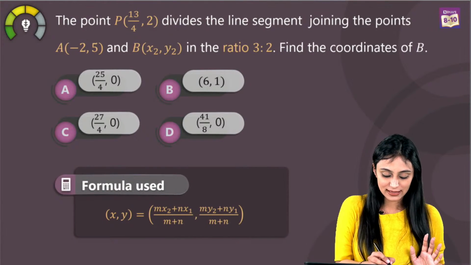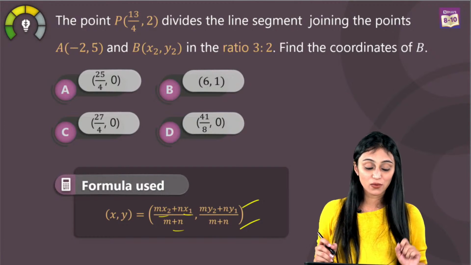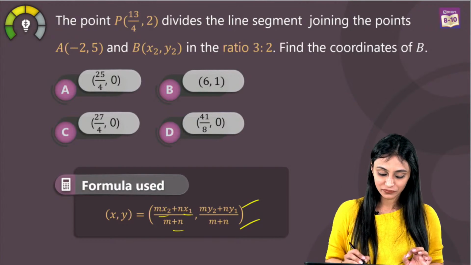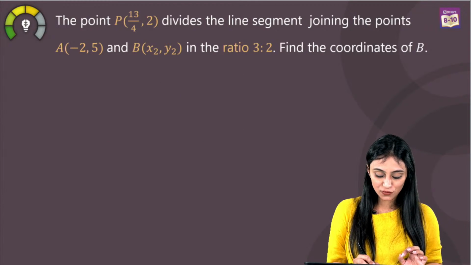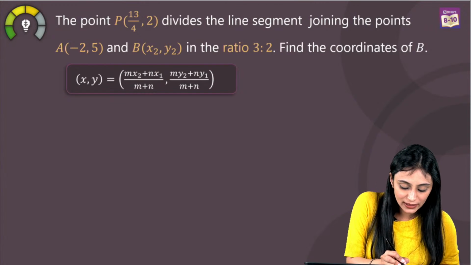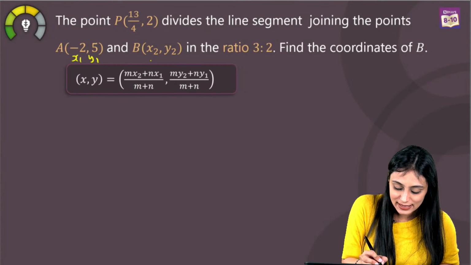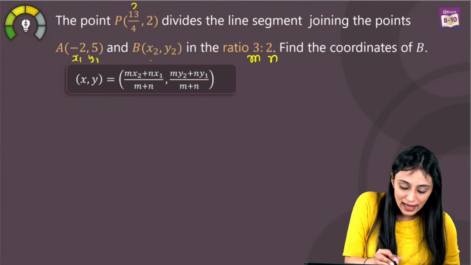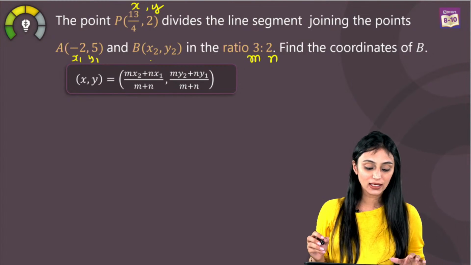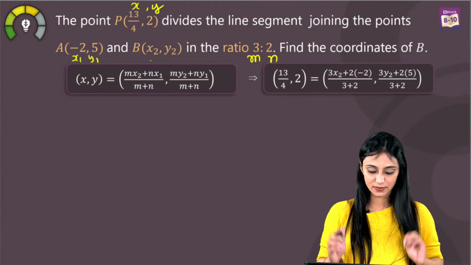We know what it is. It's (mx2 plus nx1) by (m plus n), (my2 plus ny1) by (m plus n). Okay. So let's use the section formula for this. Let's substitute all the values. So just for your convenience, I'm writing here, this is x1, y1. This is anyways x2, y2. This is m, this is n, and this is our x, y, right? So all these values we will substitute here. We get this, right?